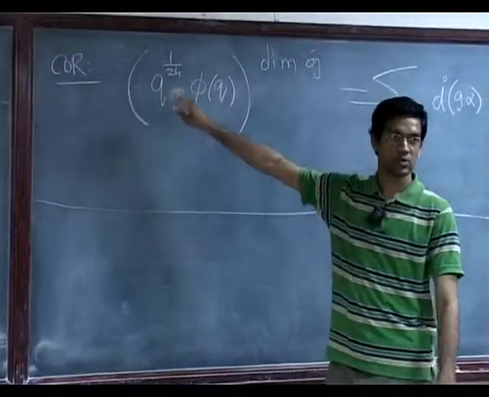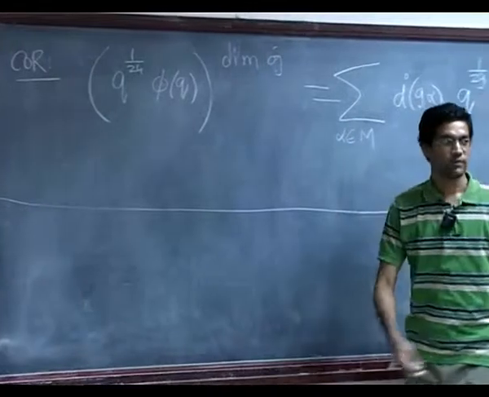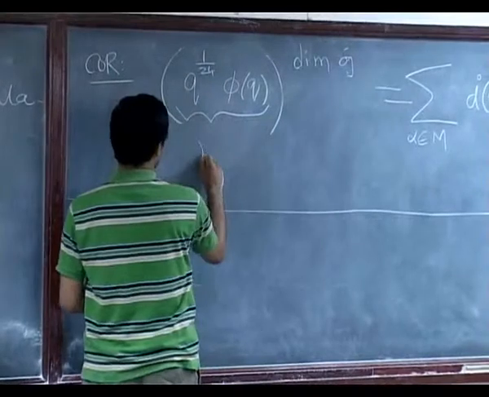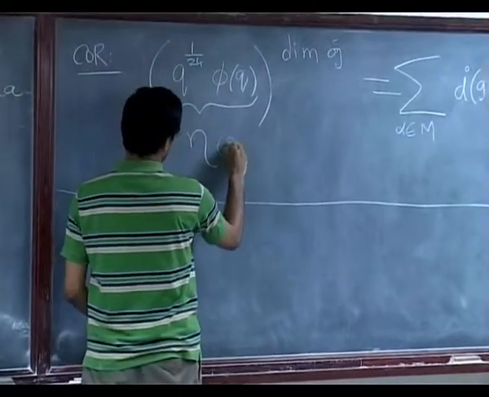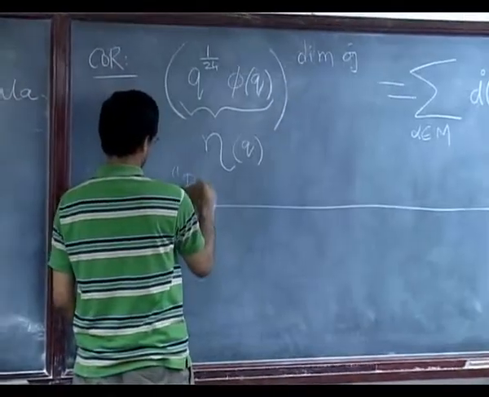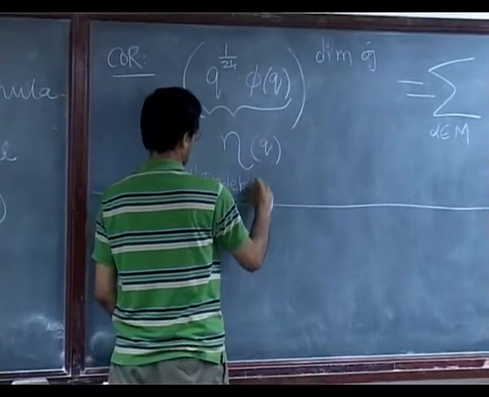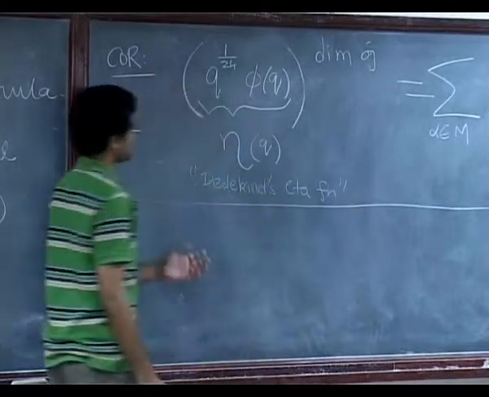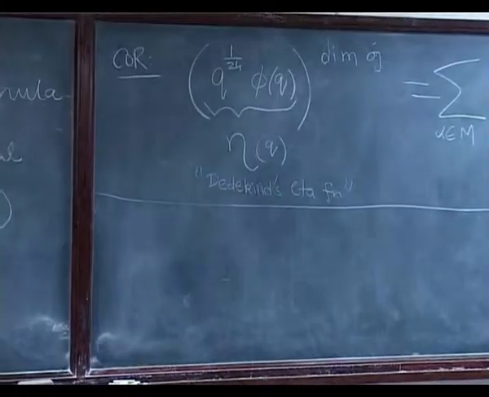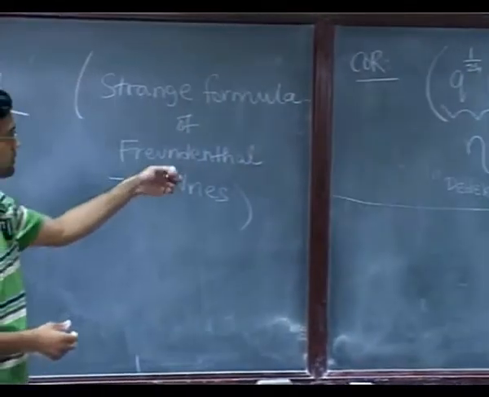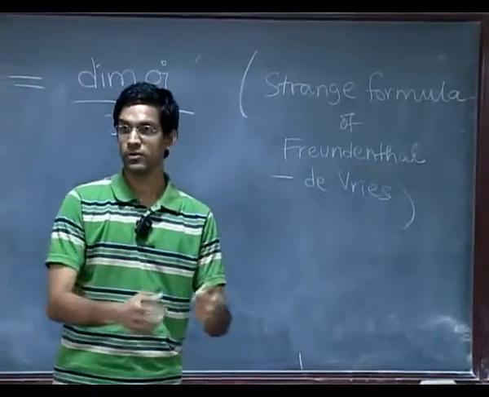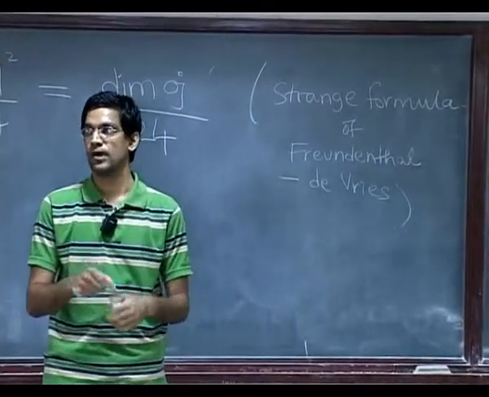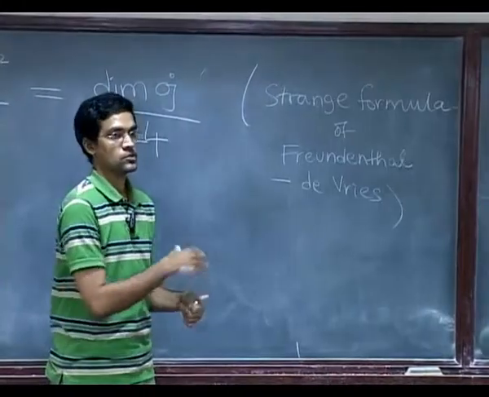and remember this q to the 1 over 24 phi q is what we had called Dedekind's eta function. So this function here is exactly what is called Dedekind's eta. So let us write it as eta of q. For our purposes, you can think of it as a power series in q to the 1 over 24, and this had the nice property that if you raise it to the power 24, it ended up giving you Ramanujan's function, which is q times the product of 1 minus q to the n to the 24, which is a modular form.